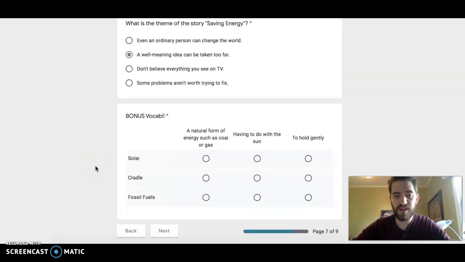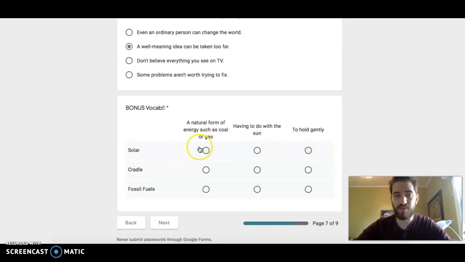Just as yesterday, you have some vocabulary down below. Tell me, what does solar mean? Is it a natural form of energy such as gas or coal, having to do with the sun, or to hold gently? Fill in each of the 3 words below, and then continue on.